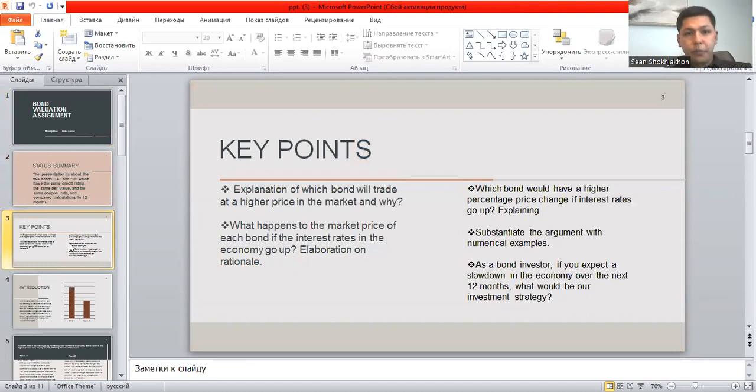So these are the key points. We are going to be explaining which bond will trade at a higher price in the market and why, and what happens to the market price of each bond if interest rates in the economy go up. Then we're going to explain which bond would have a higher percentage price change if interest rates go up. Then we're going to substantiate the argument with numerical examples. Finally, as a bond investor, we're going to give some investment strategies if there is any slowdown in the economy over the next 12 months.